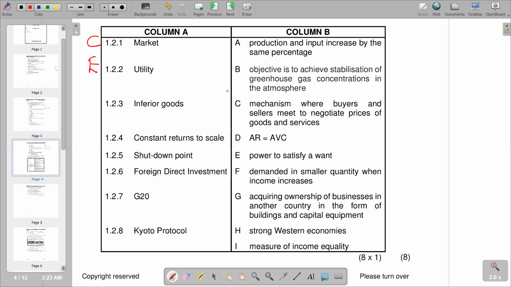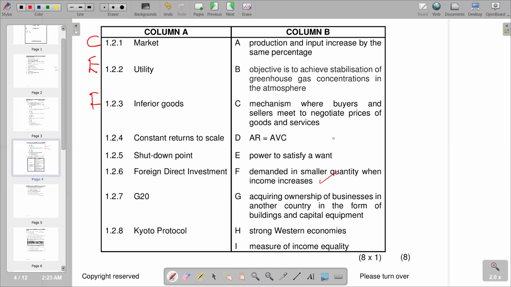So if you look at the explanations that we have on inferior, we are going to go to the explanation: demand is in smaller quantity when income increases, which is exactly as we are trying to explain. So we have got F here. Then 1.2.4, constant returns to scale. And we know that constant returns to scale occur when the inputs and outputs are proportional to each other. So the moment that we have inputs and outputs being proportional to each other, that's where we have constant returns to scale.